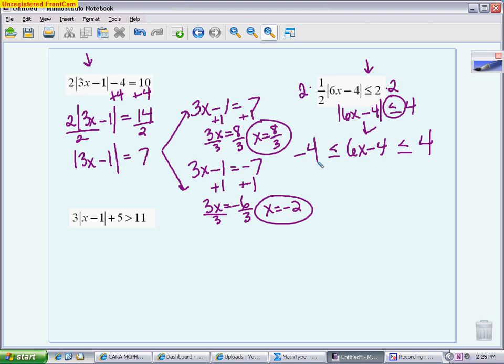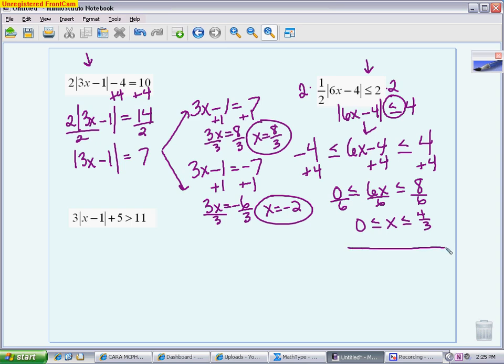To solve this, you solve it the way we did in 1.6. We're going to add 4 to all parts of the inequality. We get 0 is less than or equal to 6x is less than or equal to 8. Divide everything by 6. 0 is less than or equal to x is less than or equal to 8/6, which can reduce to 4/3. When you're doing these problems, the best thing to check is to make sure the inequalities in an and statement are both pointing the same direction, and both pointing to the smaller number.